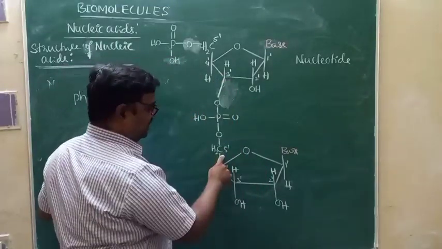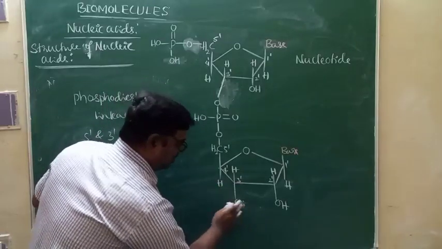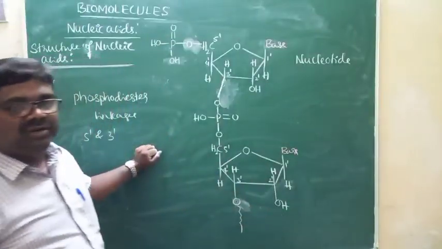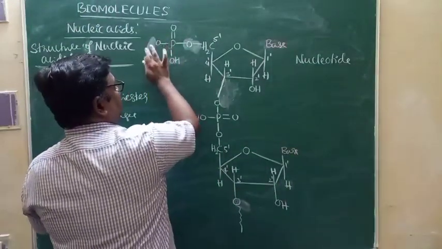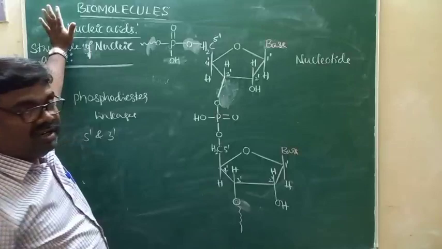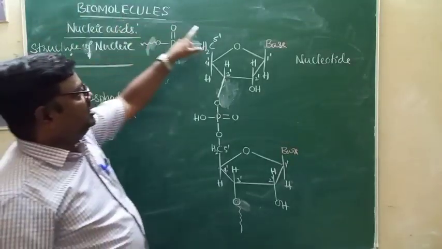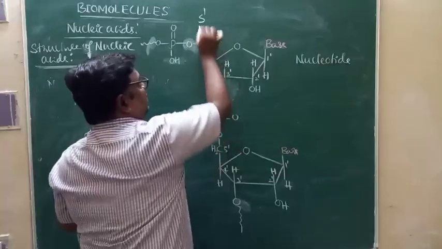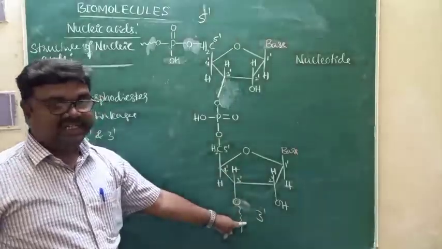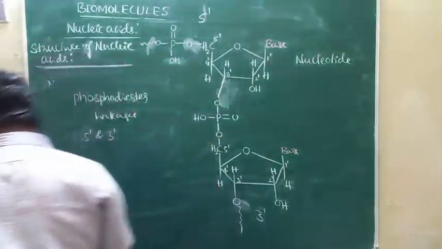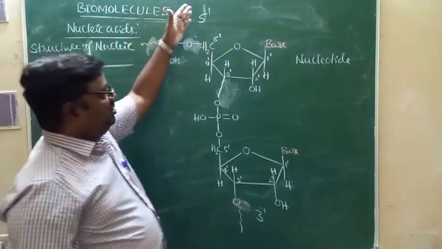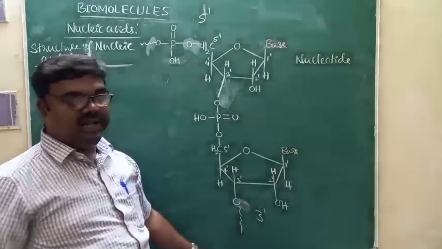This is the 3' position, this is the 5' position, and once again this particular OH group will be involved in a phosphodiester linkage with another nucleotide. And this particular phosphoric acid also is involved in the formation of a phosphodiester linkage with one more nucleotide. So this is what we call the 5' end, and this will be the 3' end. Like that, a large number of nucleotide molecules will undergo combination.